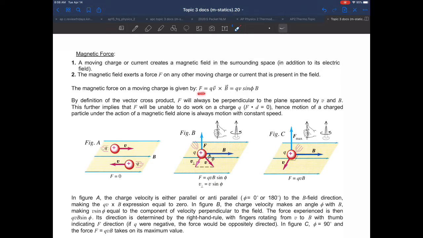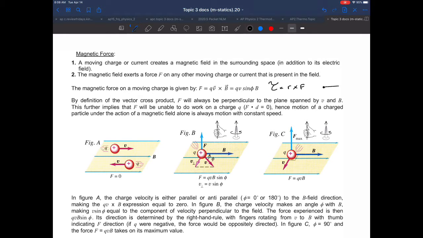Okay, so just looking at this cross product a little bit more here, what is this sine of the angle? It's the sine of the angle between the two vectors. So you have your QV vector and your B vector. I showed you how to set that up with your hand the other day, but let me remind you how it connects to torque. So you can remember that torque was R cross F.